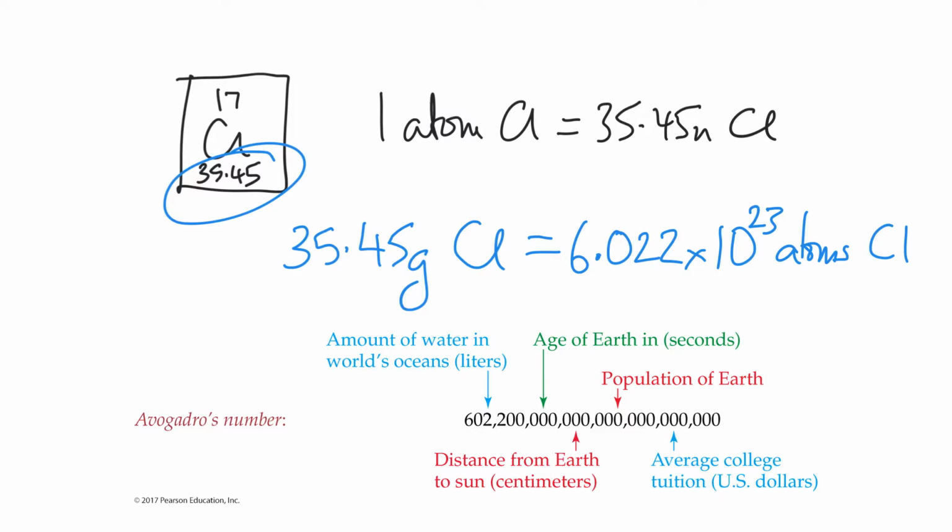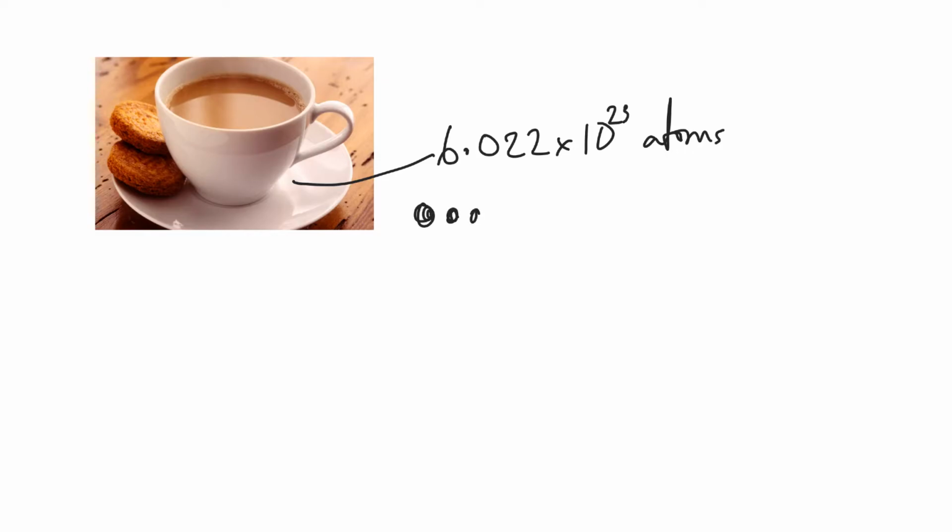So for instance, if I had my nice cup of tea, and here is a very delightful looking cup of tea with some tasty biscuits or cookies on the side, and if I count the number of atoms in my cup of tea, there are on the order of about 6 times 10 to the 23 atoms in there. So that's pretty amazing. There's the same number of atoms in my cup of tea as there are stars in the entire universe. So that is a massive number.